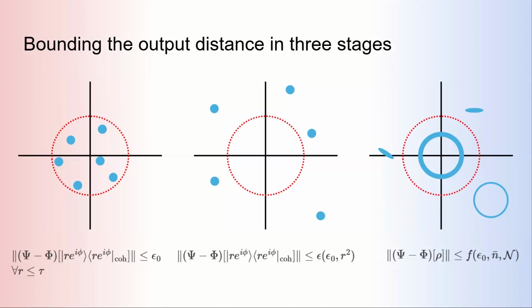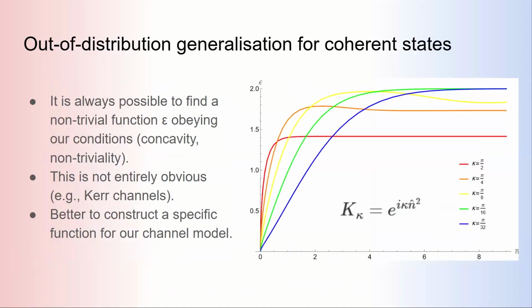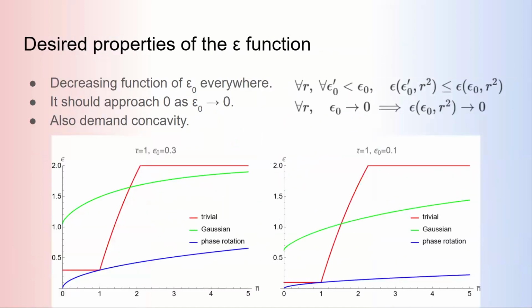Also, if you have a specific channel model, you need far fewer samples. For instance, if it's a Gaussian, you don't actually need to do this uniform sampling. You can just sample a few states, and then you know from the fact that it's a Gaussian how it changes.